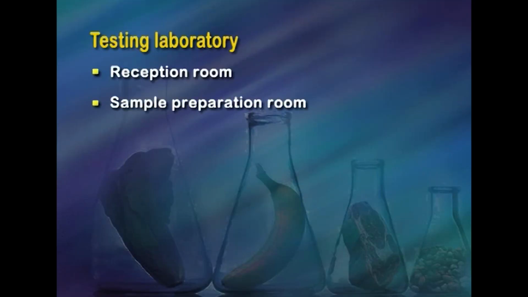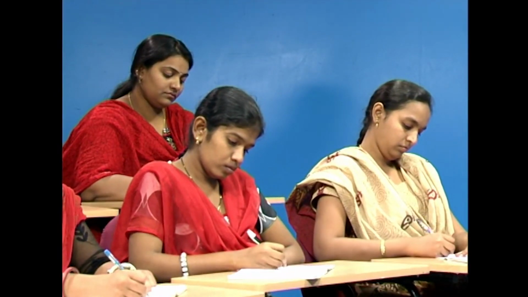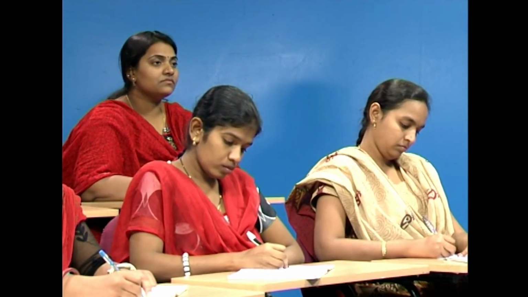The sample preparation room, which is clean and well equipped for the preparation and serving of the samples. The test booths are where the actual sensory evaluation of the samples is carried out by panel members. The entire testing laboratory should be air conditioned, free from noise and extraneous odor. Whenever samples with differences in colors are tested, colored light should be used to mask the color of the samples. Stainless steel, glass dishes, cups and plain serving china are the most convenient utensils.